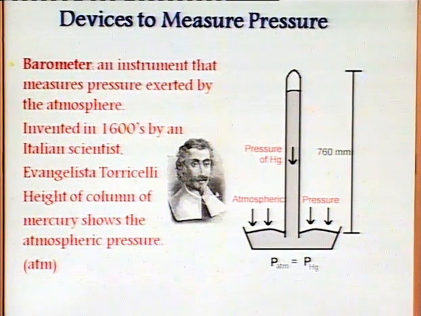Next, some historical background about this instrument, the barometer. It is an instrument that is used to measure atmospheric pressure. It was invented in 1600 by E. Torricelli, and the height of the column of mercury shows the atmospheric pressure. The height up to which it goes corresponds to the atmospheric pressure.